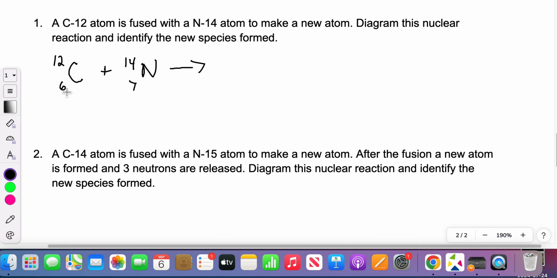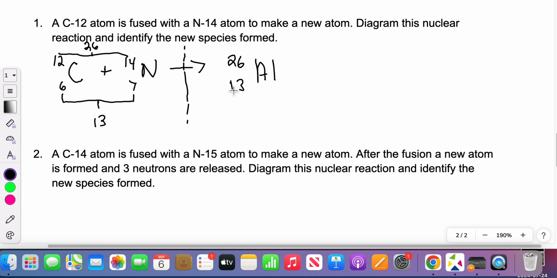Well, what is the new atom? Again, you can't lose things. So 6 plus 7 is 13. You have to account for that on the other side. So the number on the bottom on the other side is 13. And if you look up that element, it's aluminum. I want to make sure that you know that one side of the arrow has to equal 13, so does the other side. Same thing with the top numbers. 14 and 12, add those together, that's 26. So the top number over here has to be 26.